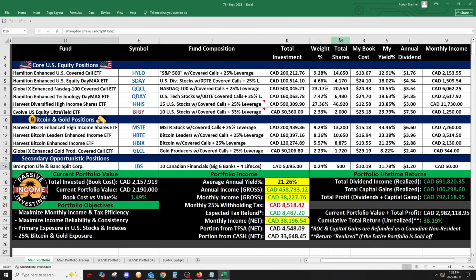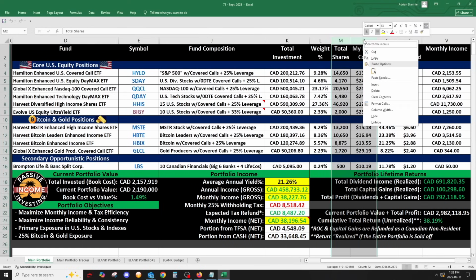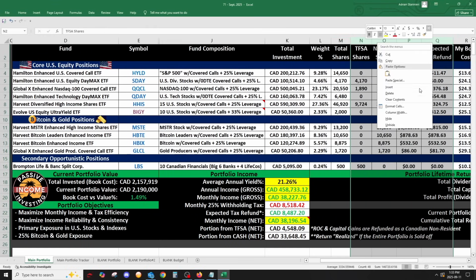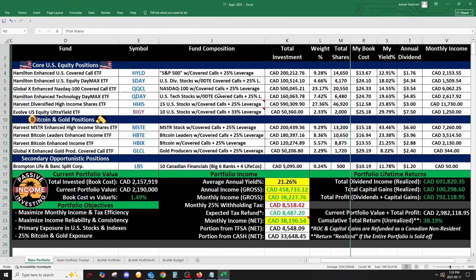And by the way, if you want to know what I have in my TFSA versus cash account, all you have to do is unhide these columns, guys, and you'll see exactly what I have in my TFSA versus my non-reg. Okay, remember that I'm a non-resident of Canada. I've explained my tax situation in many other videos, so I won't get into it here.